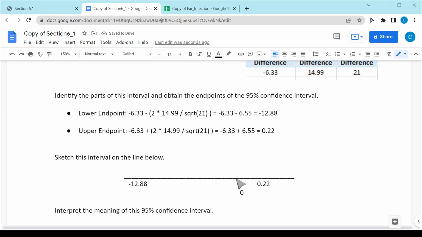Now, most of this interval does indeed sit below 0 here. But I do have a little bit of the interval that's out of proportion there. I do have a little bit of the interval that goes up above 0. It actually goes up to 0.22.